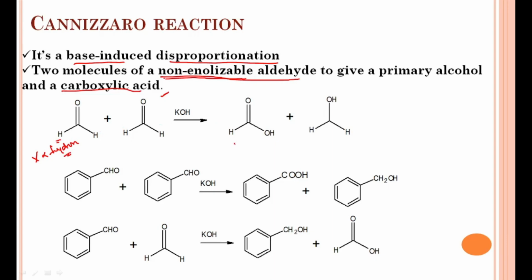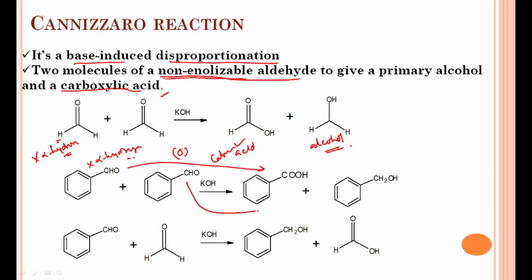It is forming one acid, a carboxylic acid, and one alcohol. Okay. If you take another example of aromatic aldehydes, here no hydrogen is present. Similarly, no alpha hydrogen. CHO is converting to COOH in oxidation. CHO is converted into CH2OH in reduction.